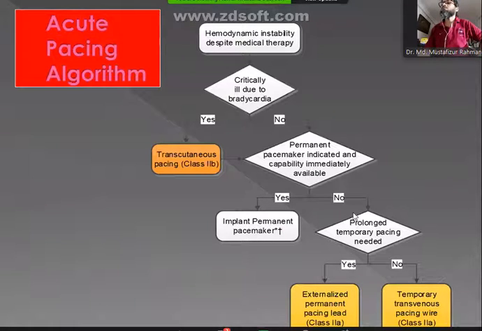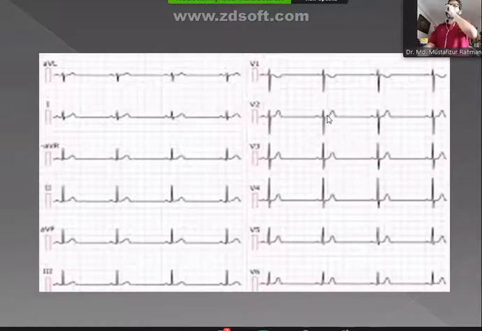If it is not so, prolonged temporary pacemaker. We can keep it temporary transvenous, and also after that we can shift to the permanent pacemaker. So let us see some example.